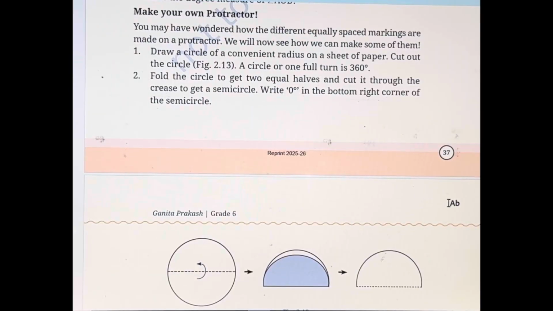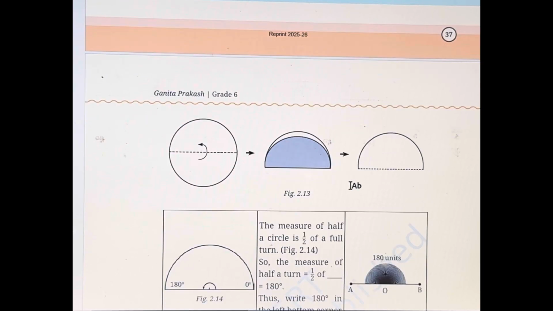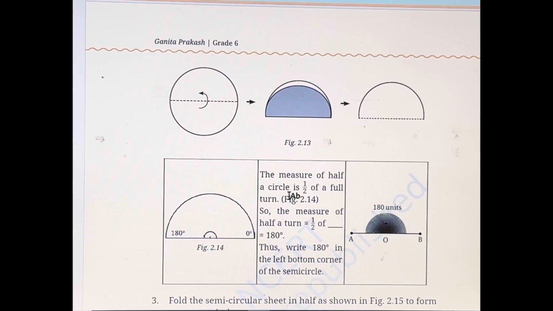Make your own protractor. So let us see how to make our own protractor. For that we need a circle. You can take any circle of convenient radius, right? So a circle, as you know, is a full turn, that is 360 degree. Now we'll fold the circle from the center into two equal parts. That is, you'll get the semicircle, right? So full circle is 360, and half of it will be 180, right?